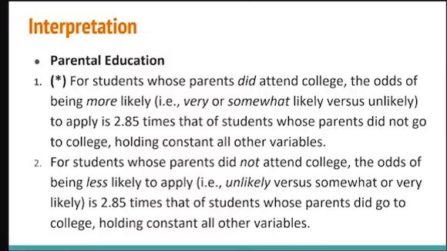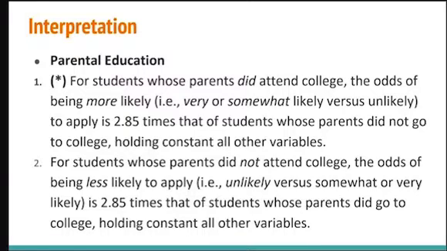So 2.85 times. That is what that 2.85 actually means. But I can do it in another way, depending on what I put in the numerator. If I switch that, then interpretation number 2 goes, which means the same as: for students whose parents did not attend college, the odds of being less likely is going to be 2.85 times. That makes sense, right? The two of them go together. Whichever way I want to interpret that, that's allowed.